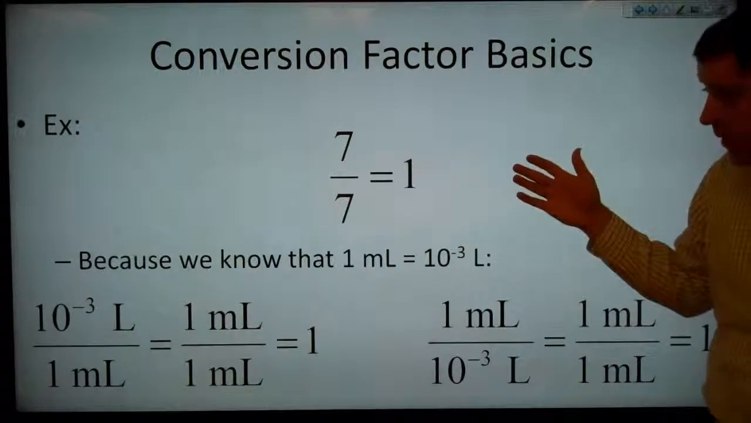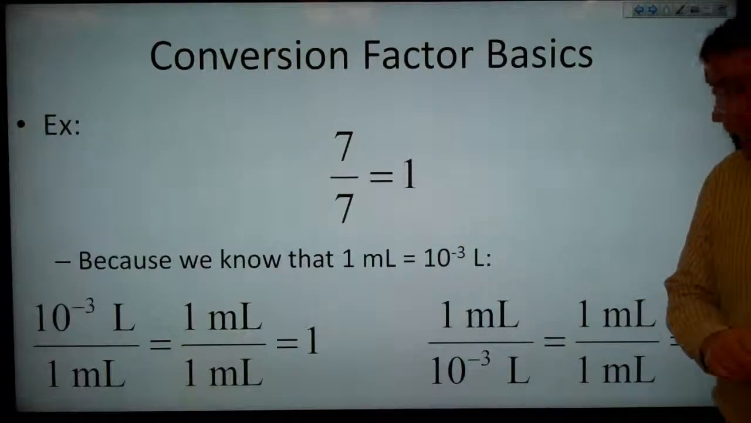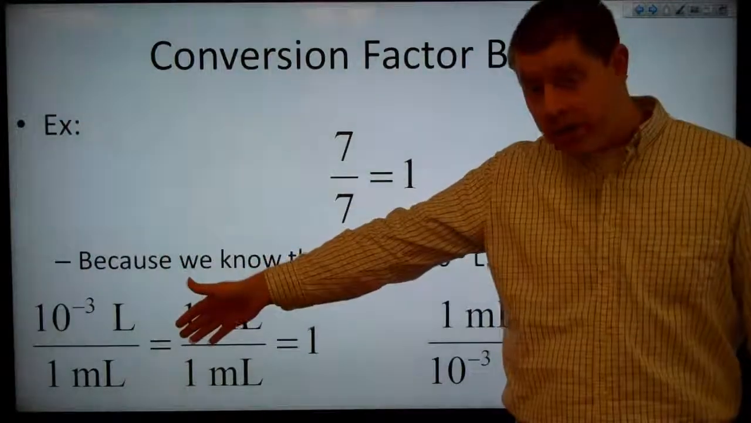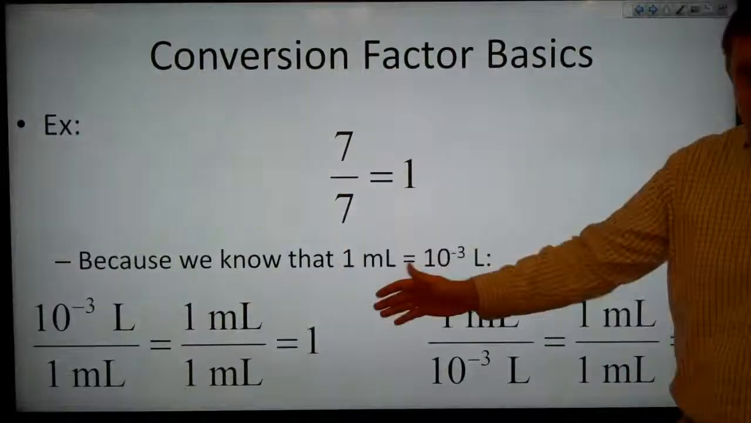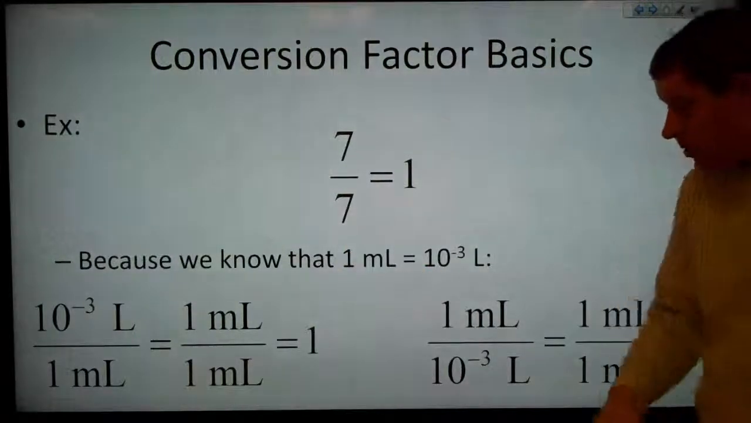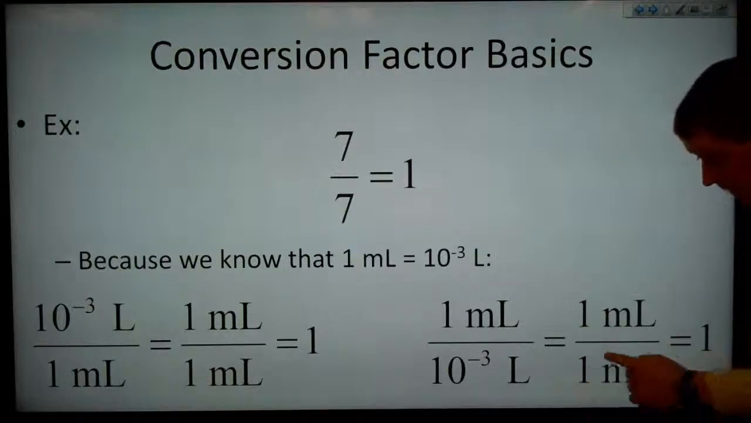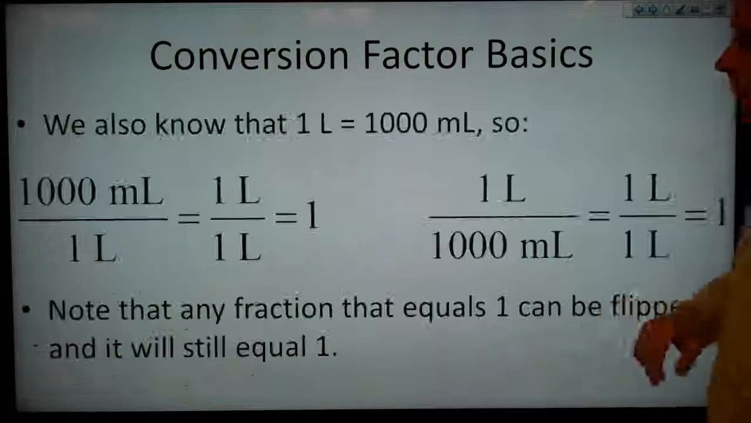And because we know that 1 milliliter is equal to 10 to the minus 3 liters, we can then say 10 to the minus 3 liters over 1 milliliter is equal to 1 milliliter over 1 milliliter, and that's equal to 1. Alternately, we can say 1 milliliter divided by 10 to the minus 3 liters is equal to 1 milliliter over 1 milliliter, and that's equal to 1.